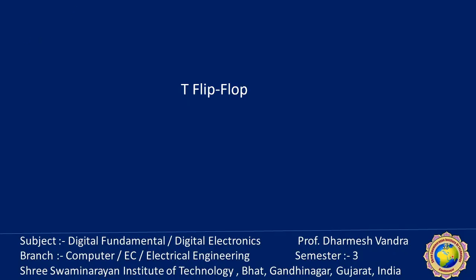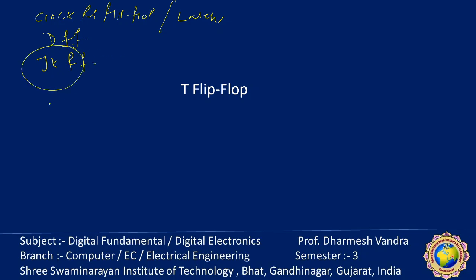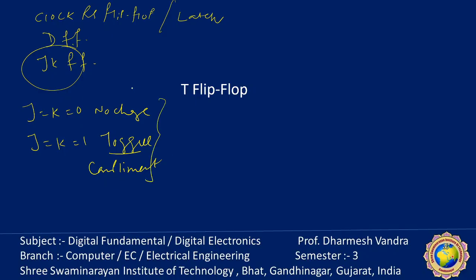As we already discussed the clocked RS flip-flop, as well as, if there is no clock, it is called a latch, which is an asynchronous component, then the D flip-flop and JK flip-flop. In the JK flip-flop, we found that if J equal to K equal to 0, no change, and if J equal to K equal to 1, it is toggled or complemented. This concept will be useful.